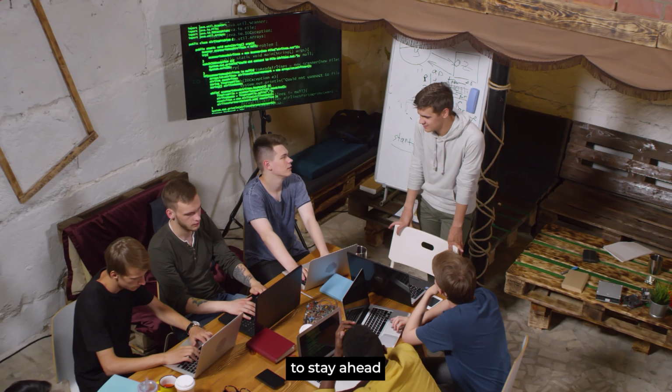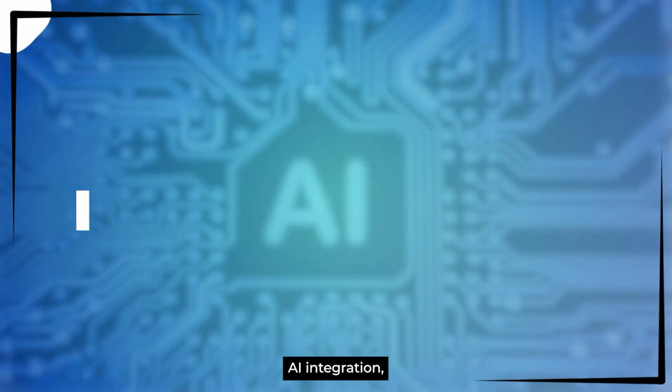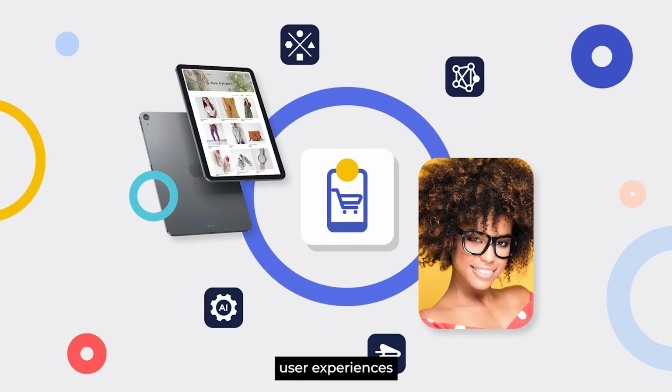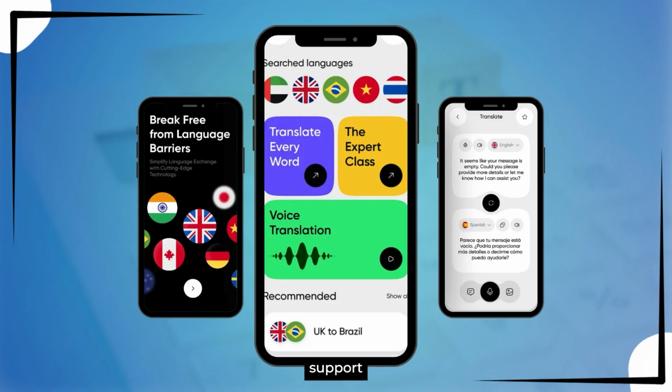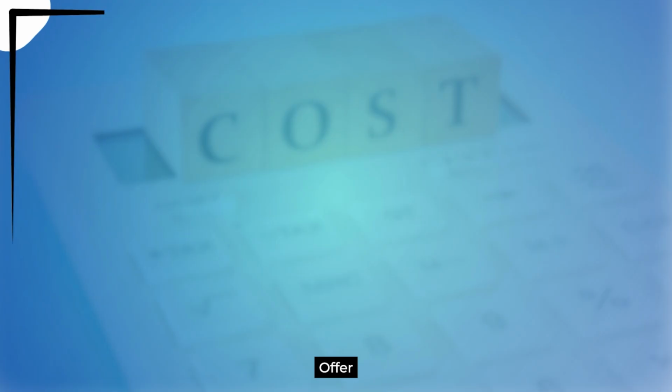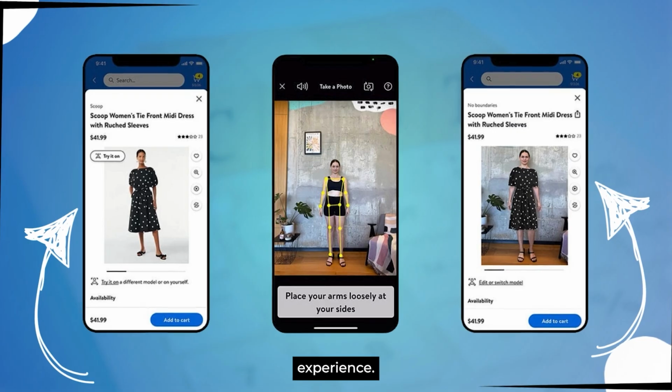Technology integration. To stay ahead of the competition, consider integrating cutting-edge technologies. AI integration: personalize user experiences and optimize pricing. Natural language processing, NLP: break language barriers with multilingual support. AR technology: offer virtual try-ons and 3D product visualizations for a more engaging shopping experience.